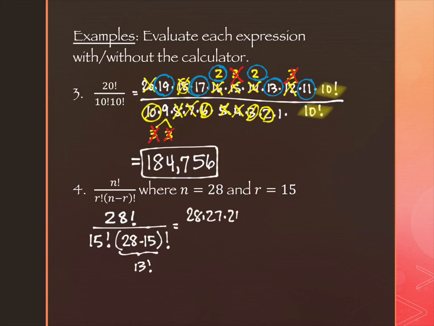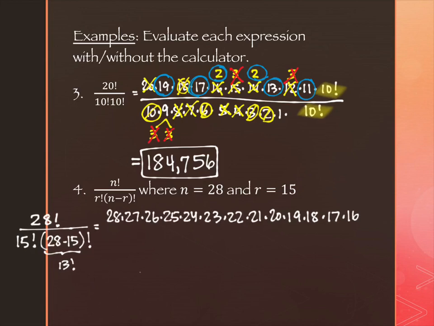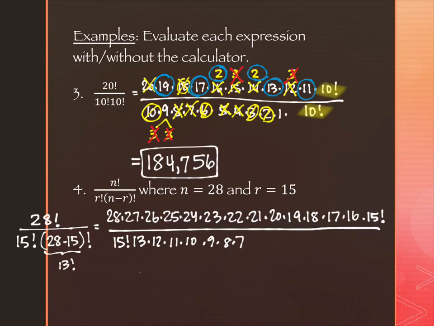28, 27, all the way down. Oh, I need more space on my screen. Let me do this. Okay, so there's my top written out to 15 factorial. I have the 15 factorial in the denominator. And then I have my 13 written down to 1. 13, 12, 11, 10, 9, 8, 7, 6, 5, 4, 3, 2, and 1.